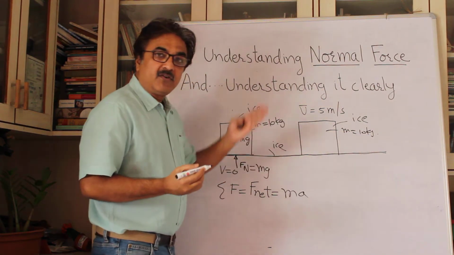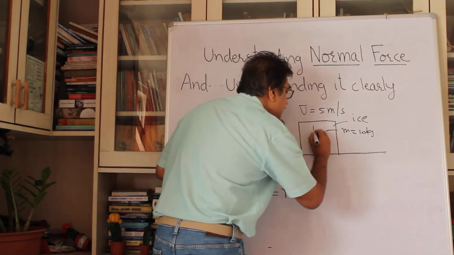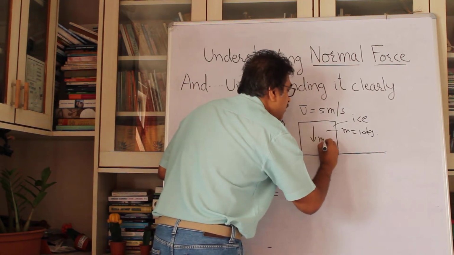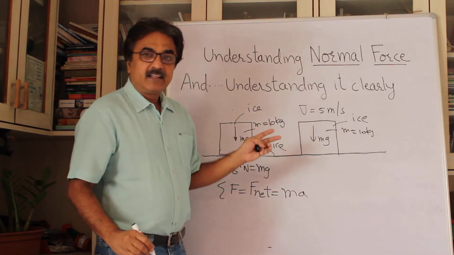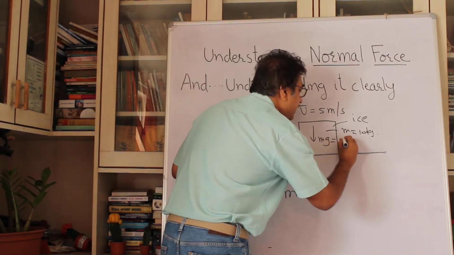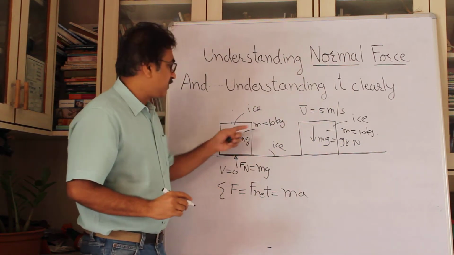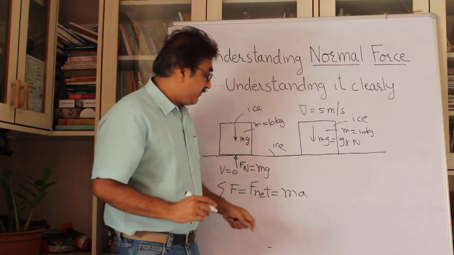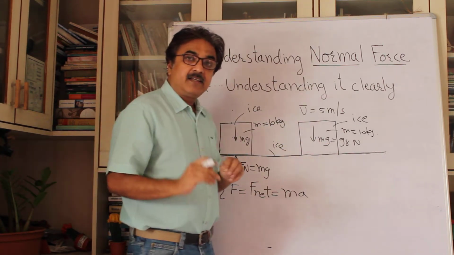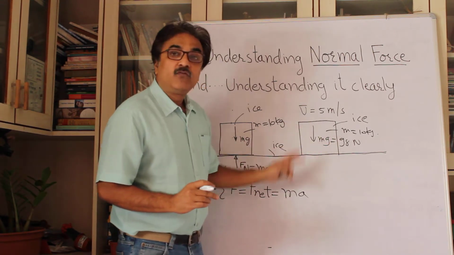And the weight of this body acting downwards is m into g, that is 10 into 9.8, which is equal to 98 newtons. Same as here, 98 newtons, because I considered mass. So that is acting downward, and imagine if there were no force acting upward cancelling this, what would have happened?